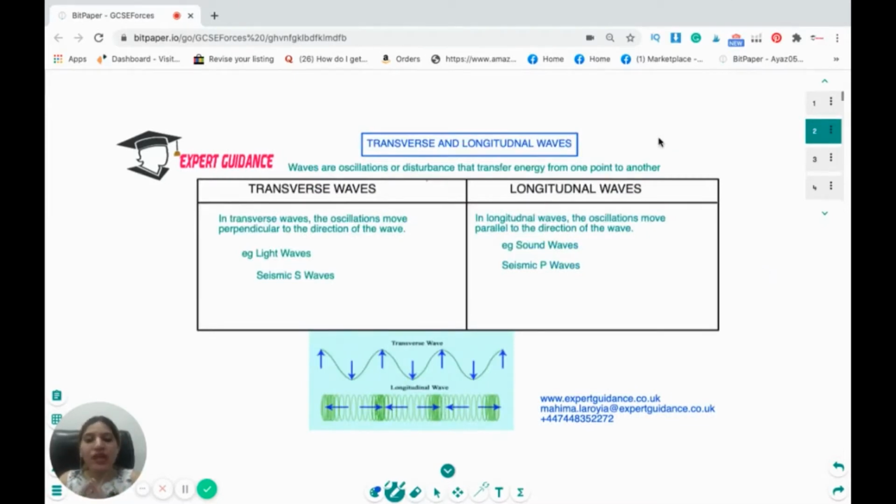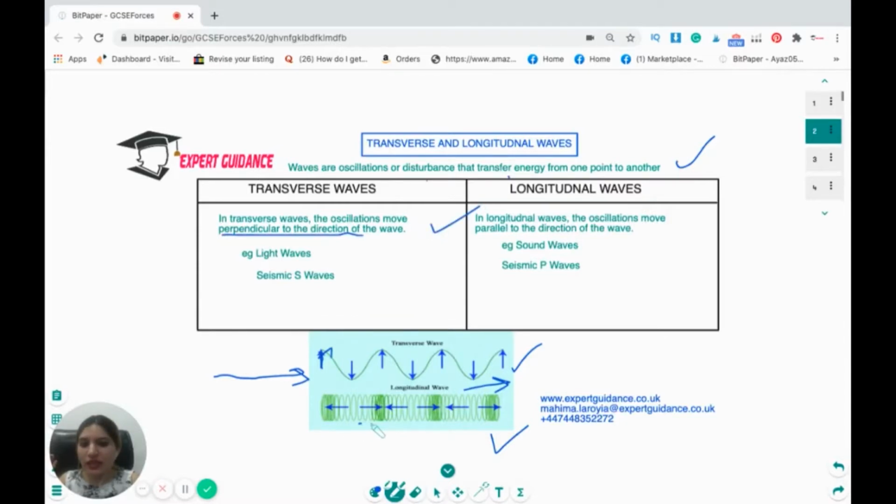What are waves? So we say waves are oscillations or disturbances that transfer energy from one point to another. And we classify the waves into two categories, a transverse wave and a longitudinal wave. So look at this figure here. Here you can see the transverse wave. If the wave is moving in this direction, the particles are moving up and down. That is, they are moving perpendicular to the direction of the waves.